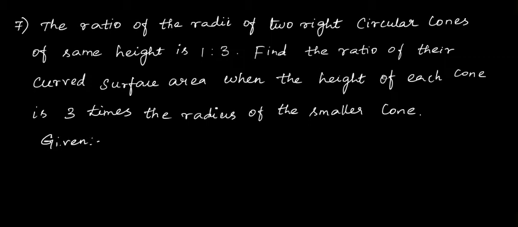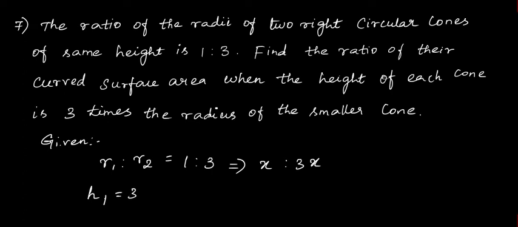So let us assume the ratios of the two radii to be R1 and R2. So R1 is to R2 is equal to, they have given as 1:3. So this we can take as x is to 3x. And we'll take H1 to be 3x and H2 to be 3x, because they have given height of each cone is 3 times the radius of the smaller cone.